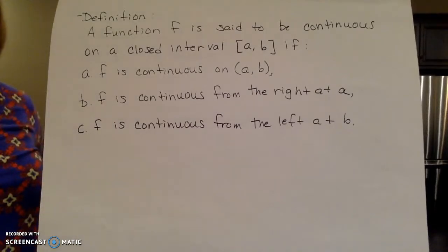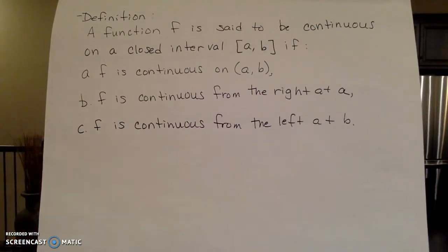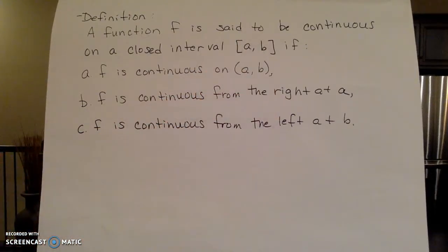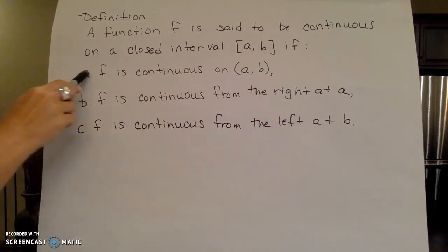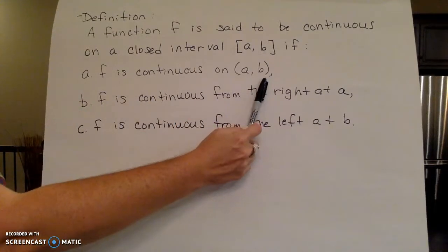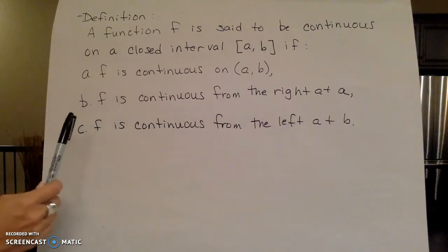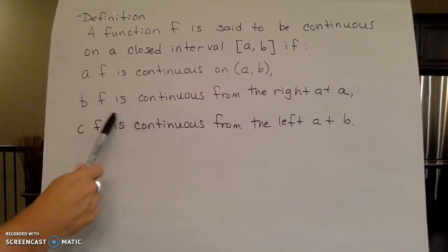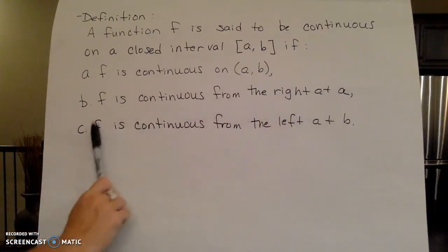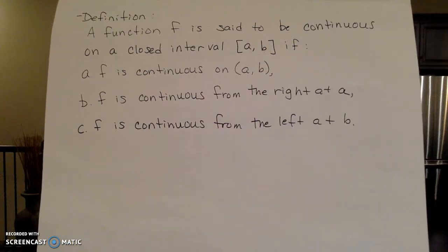A function f is said to be continuous on a closed interval. So remember, a closed interval, we have brackets. Okay, so we're dealing with brackets. If, again, three conditions. F is continuous on the open interval a to b. So that has its own conditions to be met. If f is continuous from the right at a, and if f is continuous from the left at b. So we're going to take a look at an example. I'm going to turn the page again. Here we go.